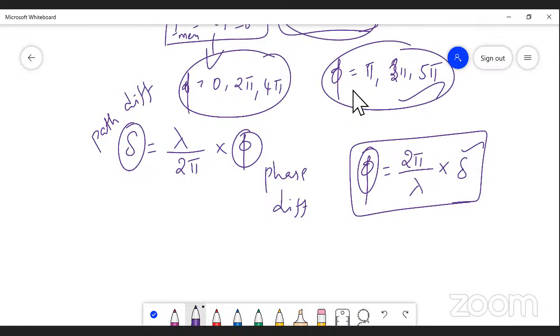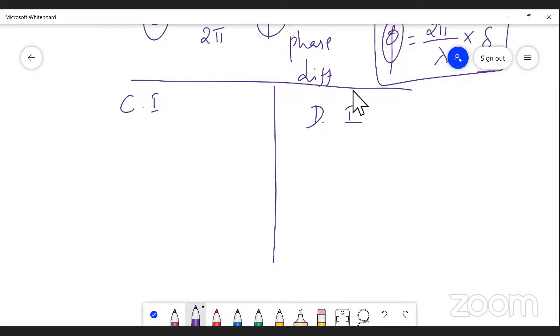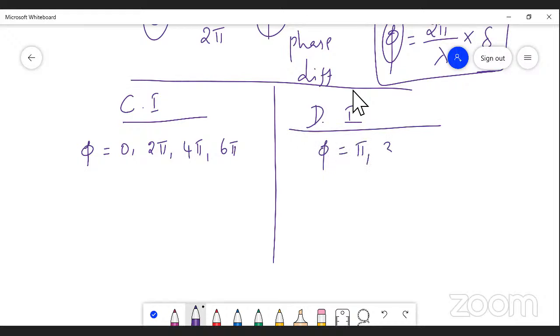Now the conditions of constructive and destructive interference on the basis of path difference. For constructive interference, the phi value goes to 0, 2 pi, 4 pi and 6 pi. For destructive interference, phi is equal to pi, 3 pi and 5 pi. Now the conditions of constructive and destructive interference on the basis of path difference.